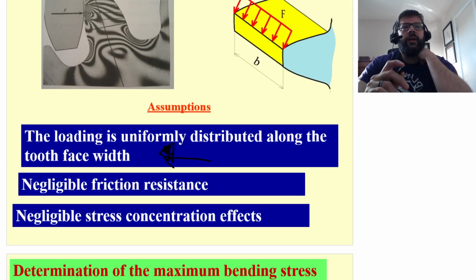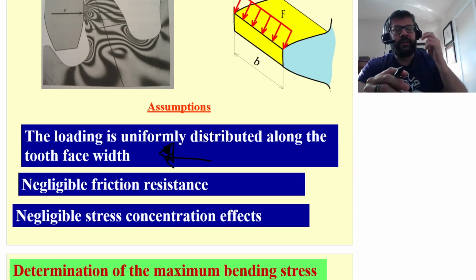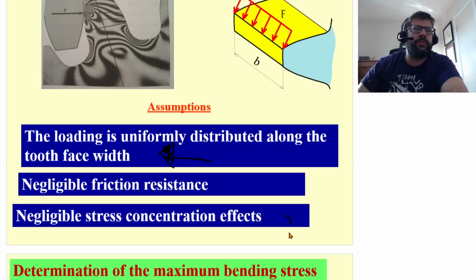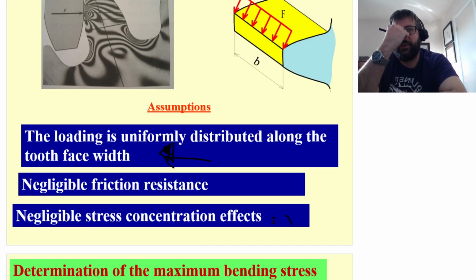And then we got negligible friction resistance and negligible stress concentration effects, which probably wasn't a very good assumption. But again, this was done back in the day before they really had a good understanding of how stress concentration worked.